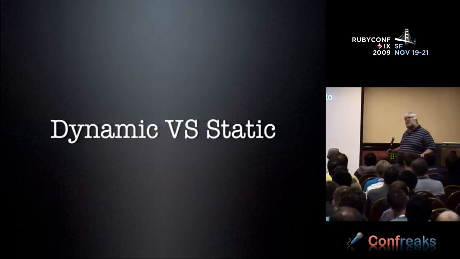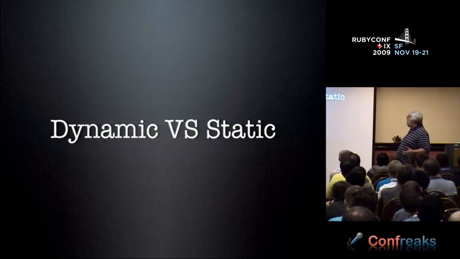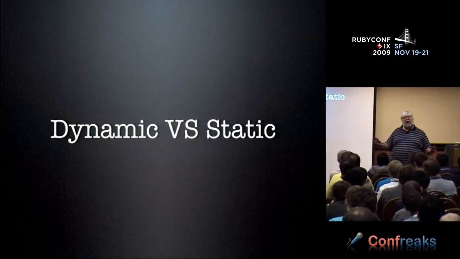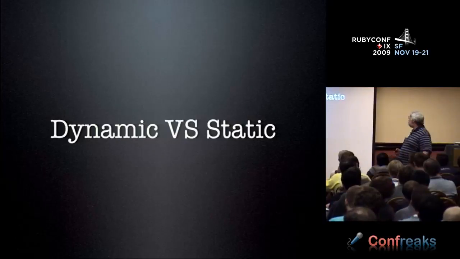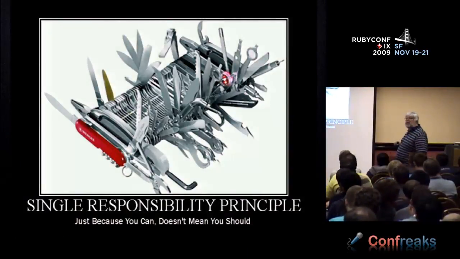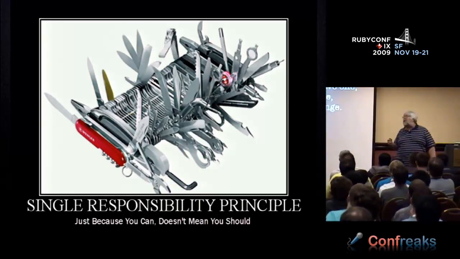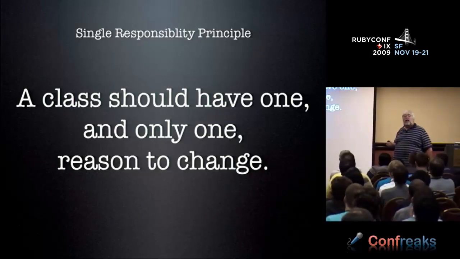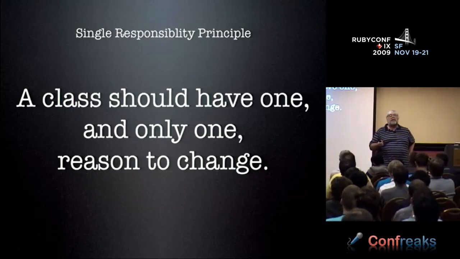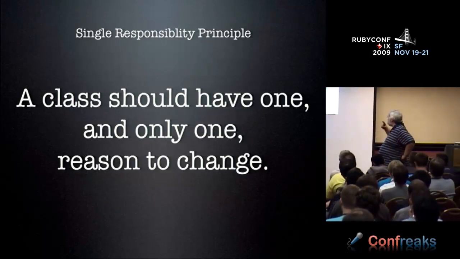And this is the purpose of this talk. I want to get down into some of these questions and look at each of these principles and see how they apply to a dynamic language like Ruby. So let's just start with the first principle. The Single Responsibility Principle says that a class should have one and only one reason to change. And here's a good example of this.